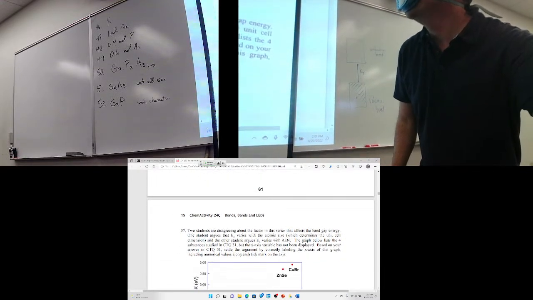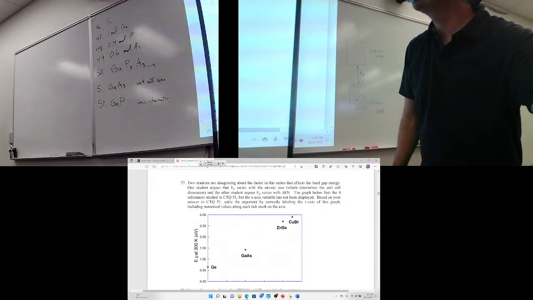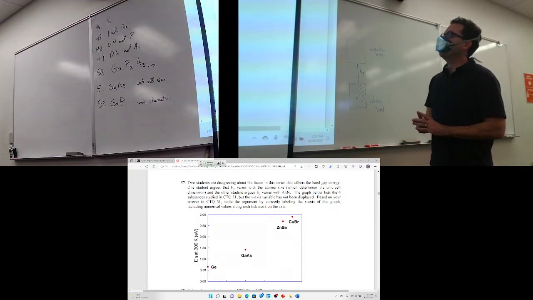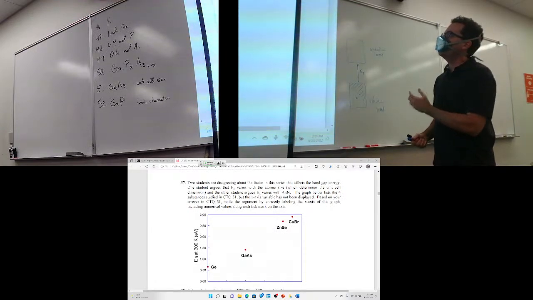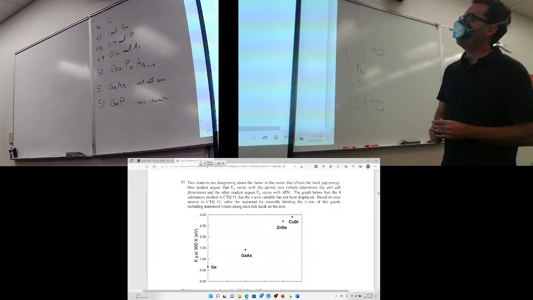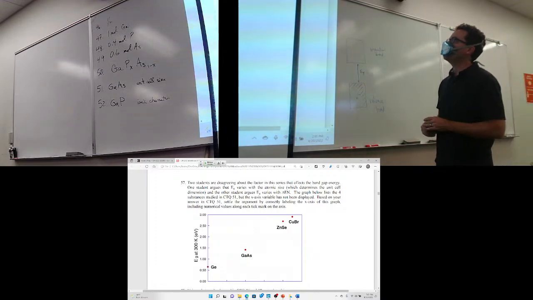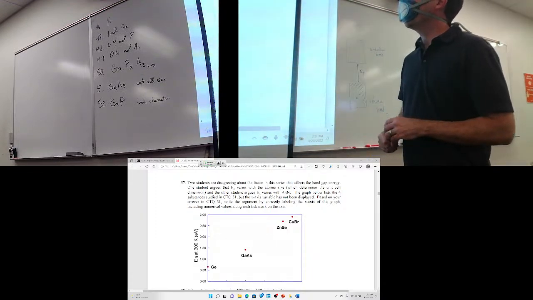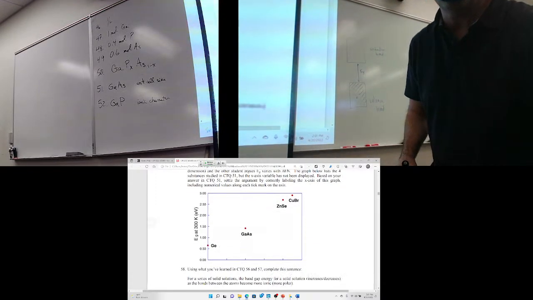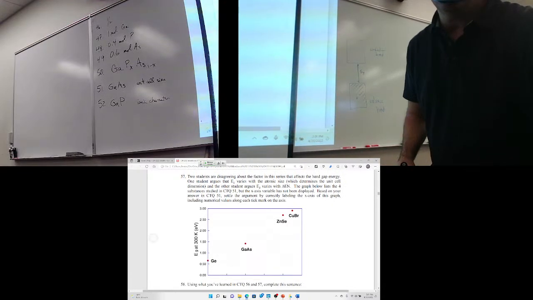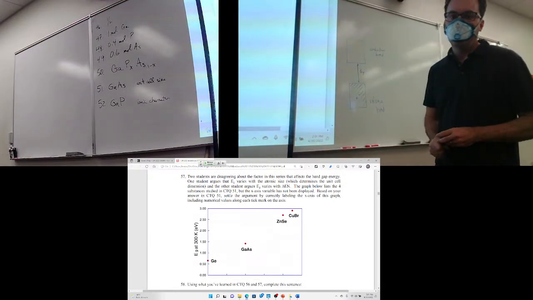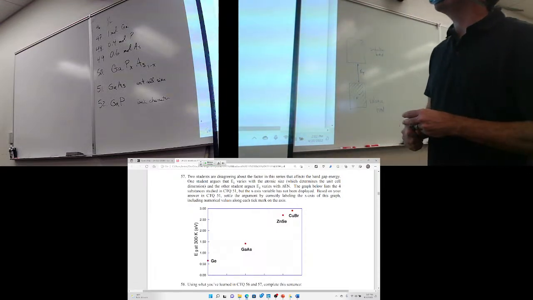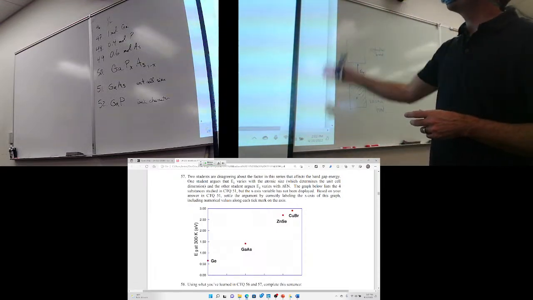Two students are disagreeing about the factor in this series that affects the band gap energy. One student argues that band gap varies with size. The other student argues that band gap varies with difference in electronegativity. Here is a graph of band gap versus difference in electronegativity. Oh, it's actually a blank x-axis. But let's settle the argument.